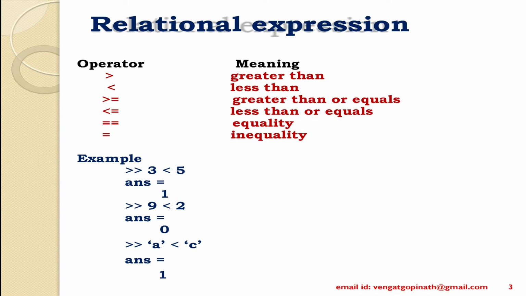Next we are comparing characters. For example, A greater than C is also possible. Characters are compared using their ASCII equivalent value. So A less than C is conceptually a true expression because the character A comes before the character C. So the answer will be 1.